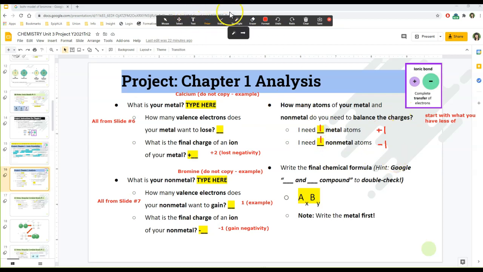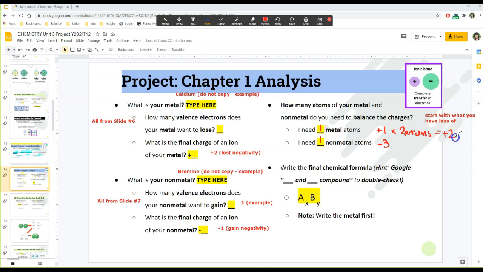Now let's say, for example, that I had instead a nonmetal with a charge of -3, okay? So in this case, I'm going to start off with what I have less of, which is the positive charge. So I'll go ahead and multiply that by 2 atoms. And what do I get? I get a charge of +2.